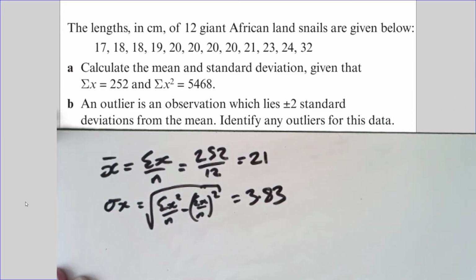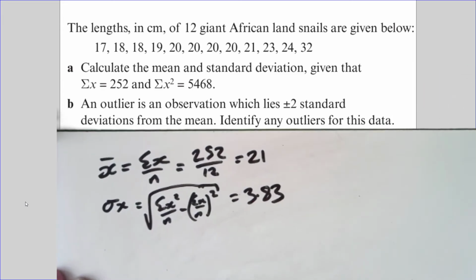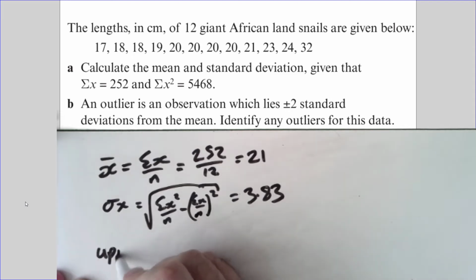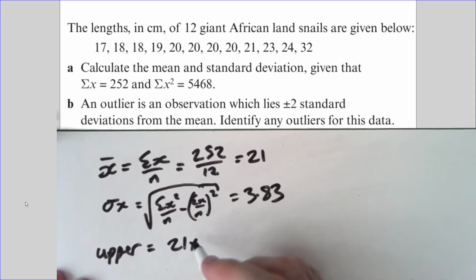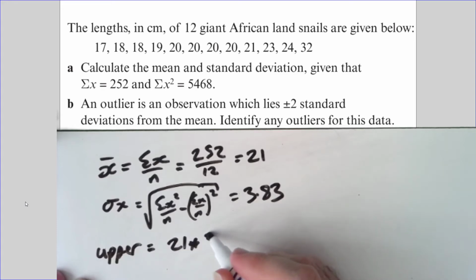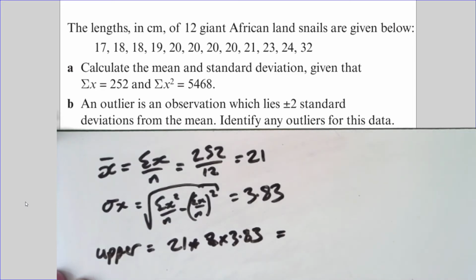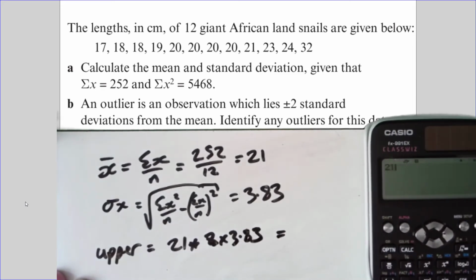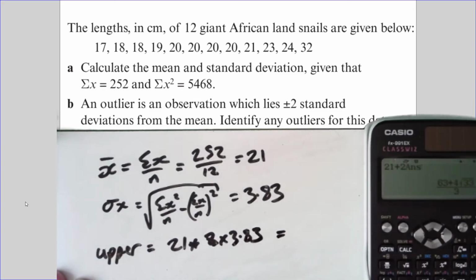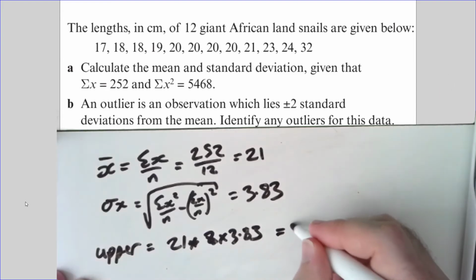Which is our standard deviation. So they've said that an outlier is anything that lies plus or minus 2 standard deviations from the mean. So our upper bound is going to be 21 plus 2 times 3.83, which is 28.66.